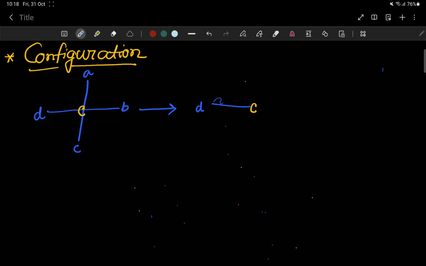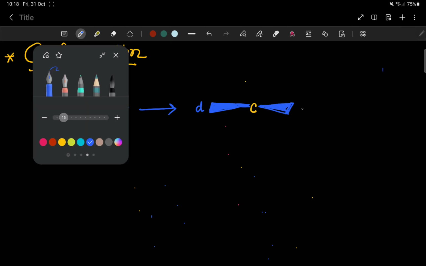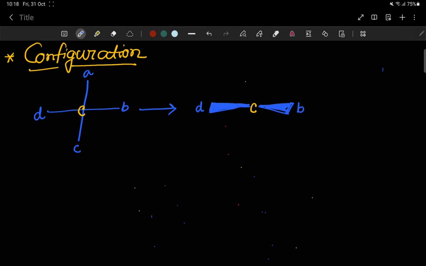Whatever is present in the horizontal line, this line, is called a wedge. This wedge is always out of the plane. Okay, this is our wedge. Here I have written B. Then coming to here, this vertical line actually represents below the plane. This is our A, this is our C.